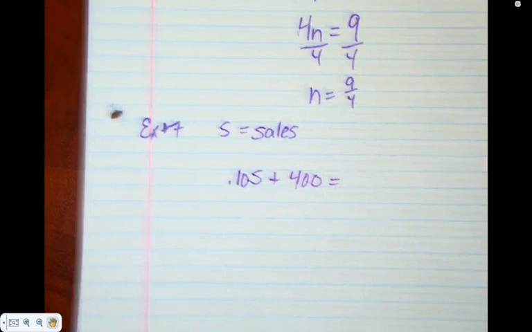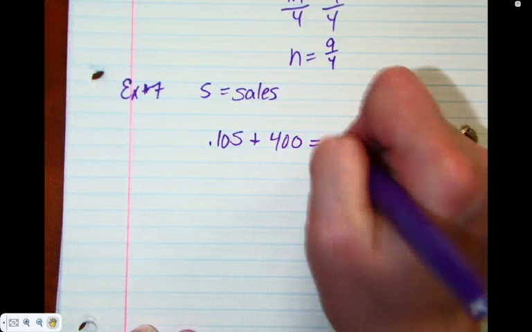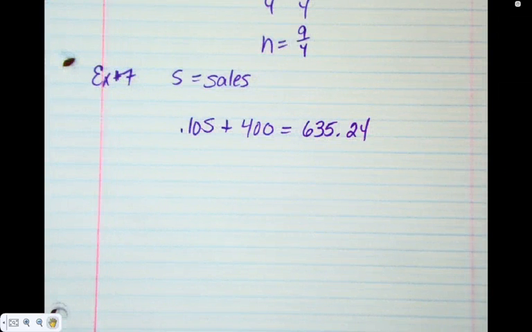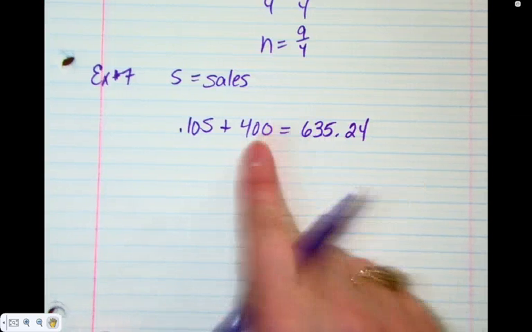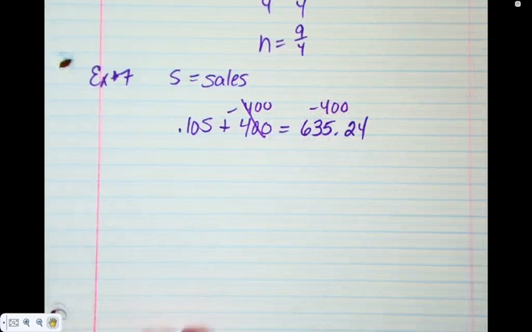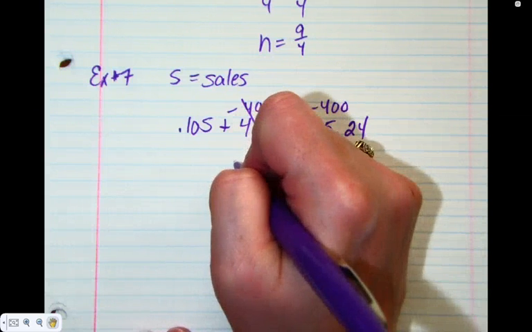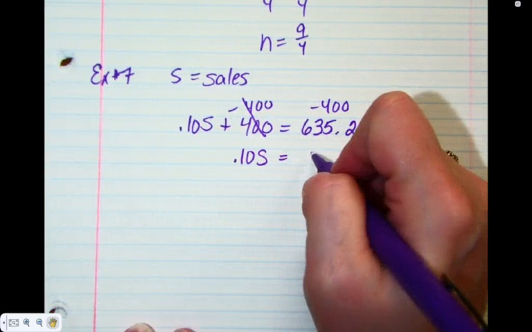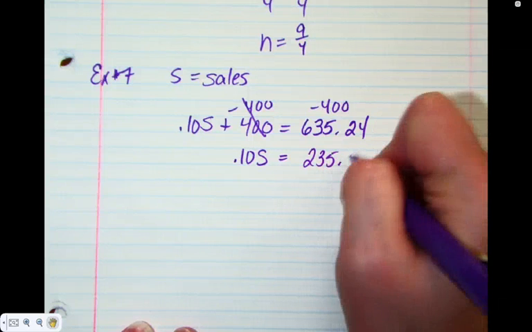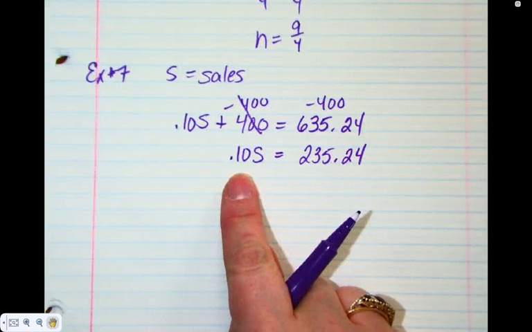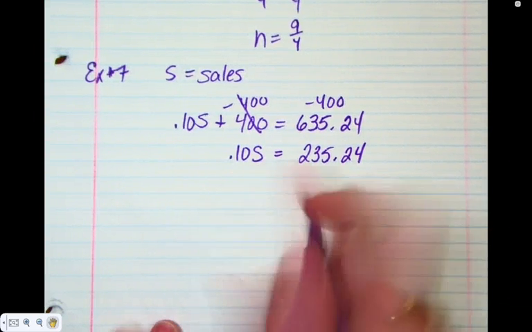400. And what do we know this is equal to? 635.24. That's just a regular old equation that we've been doing now for 4 classes. How do I get rid of 400? Minus 400. What do I still have on the left? 0.10 times S. And on the right? How do I get rid of a coefficient? I don't care if it's a decimal or a fraction, we're always going to divide.